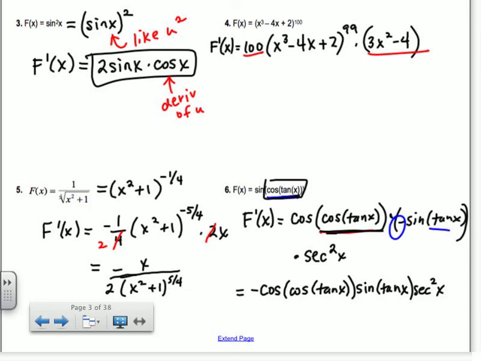So this is the derivative of cosine tangent. And then we took the derivative of tangent, right? Yeah. So we did chain rule 3 times. Fun, fun.